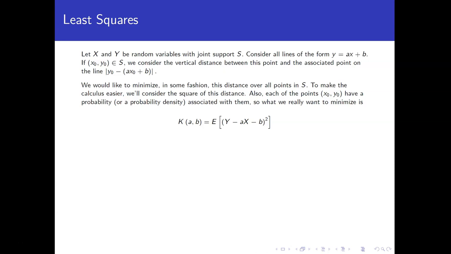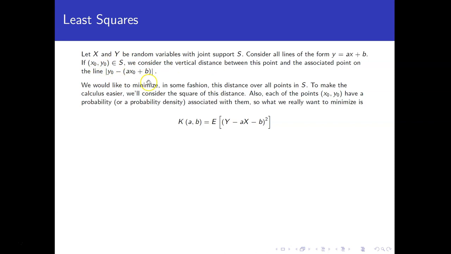So our goal here is to minimize this distance over all the points in S. What do we mean by minimize in this case? Since we're talking about a probability space, each of these points has some associated probability, or probability density. Really what we're looking for is an expected distance, so we want to minimize an expected value of this distance.